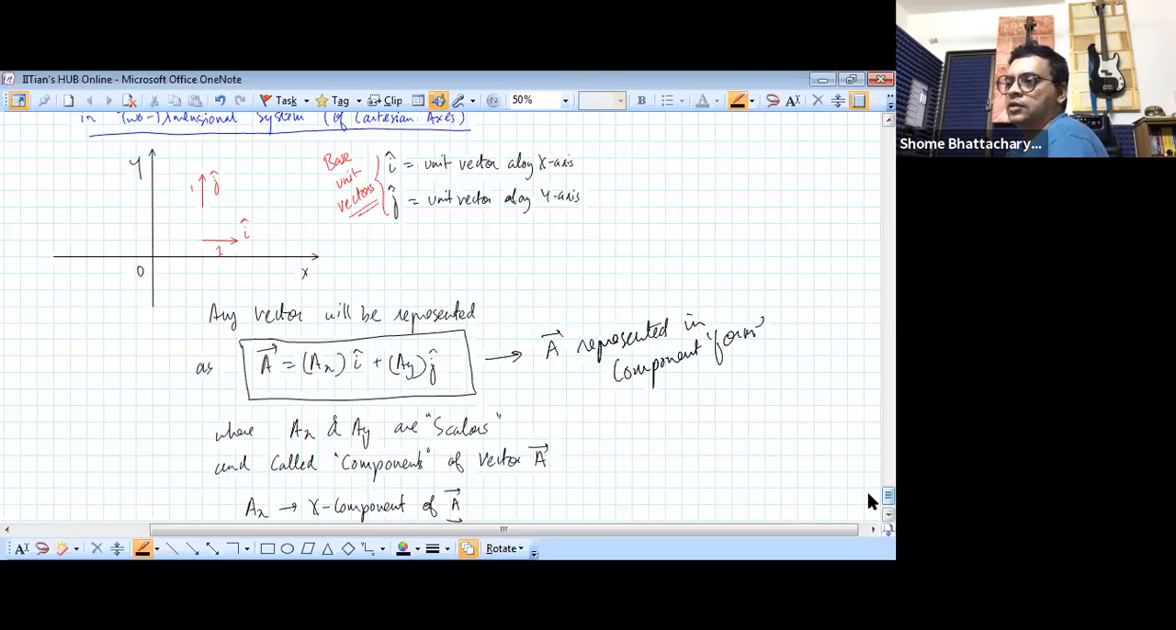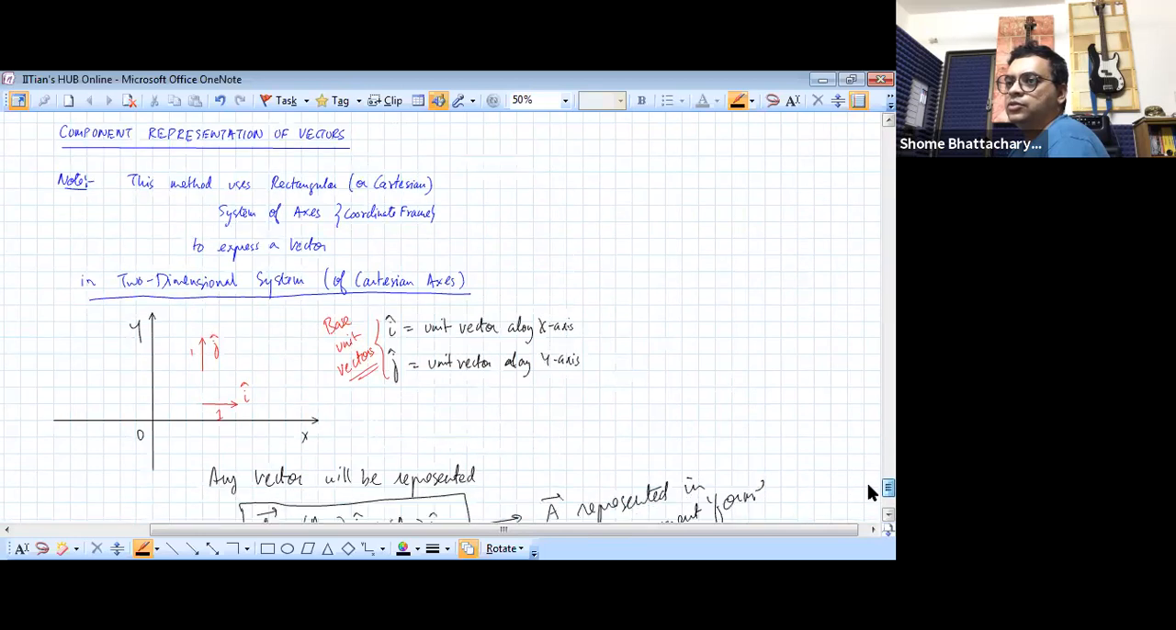Okay. So let me just take you from the beginning once. We'll come back to this. So, component representation of vectors. This is a method where we make use of the Cartesian or rectangular coordinate frame system to express vectors. In a two-dimensional system, the Cartesian coordinate frame just consists of the x-axis and y-axis. So in that two-dimensional system, the first thing we do is define our unit vectors.